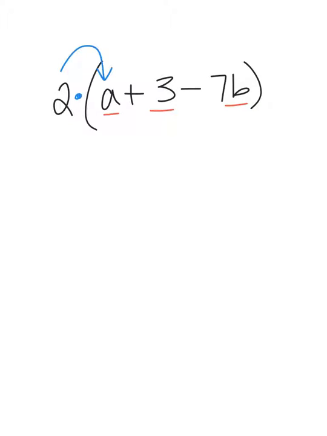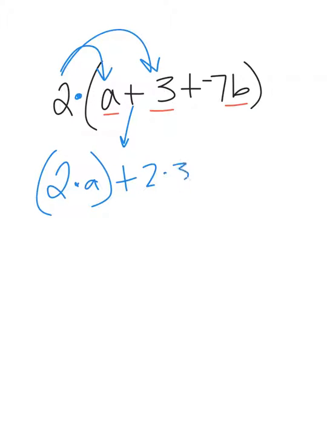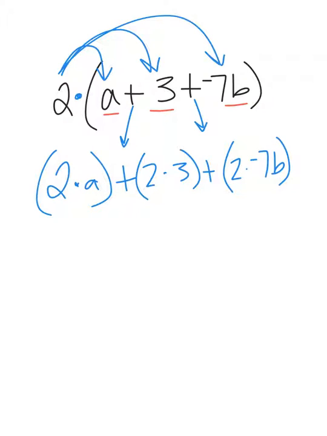Before I start doing that though, I want to go through and make sure that each of my signs are addition. So I'm going to change this subtraction to addition and then change 7b to a negative 7b. Remember, we want to add and then the opposite. So now I can go through and I can do 2 times a and then I'm going to put a plus sign because that's what's here, and then I'm going to do 2 times 3, another plus sign because that's what's here, and then I'm going to do 2 times negative 7b.